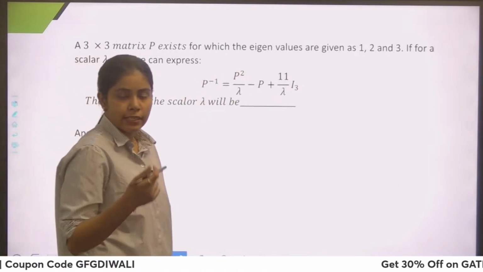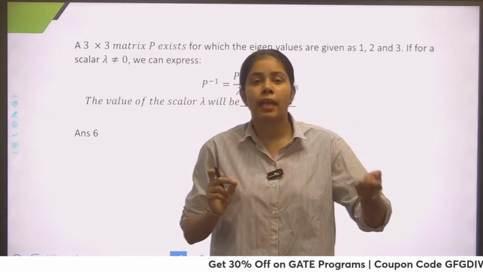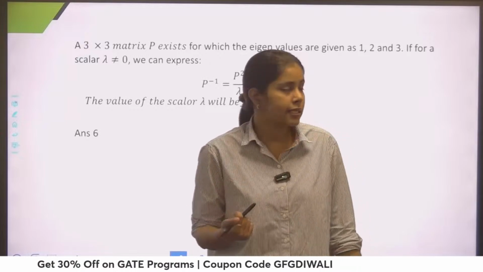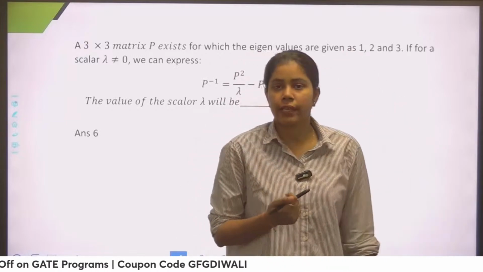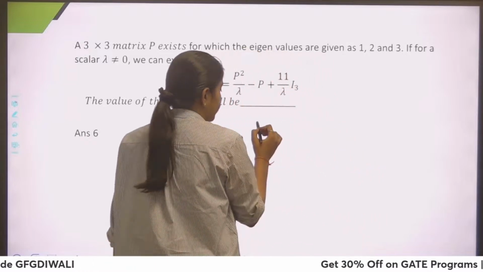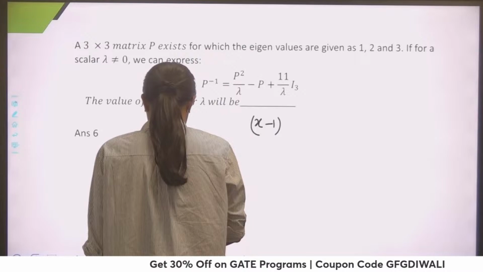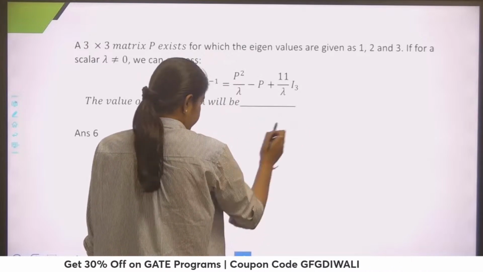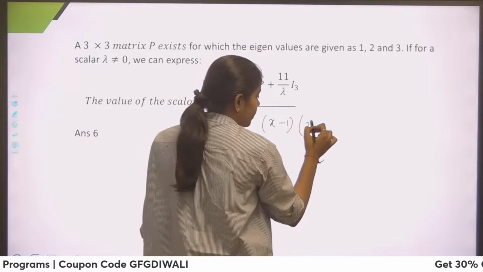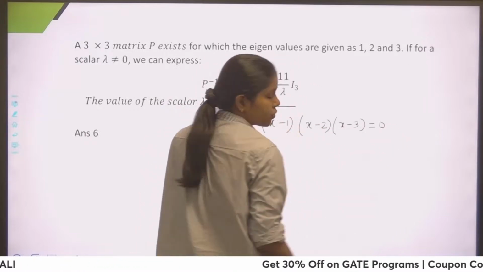So we have discussed, you guys know that we have the Cayley-Hamilton theorem. It says that every matrix satisfies its characteristic equation. And how do we get the characteristic equation? I get it by the factors of eigenvalues, right? So I'll write down x minus 1, because 1, 2, 3 are the eigenvalues, x minus 2, x minus 3, equals to 0, right?